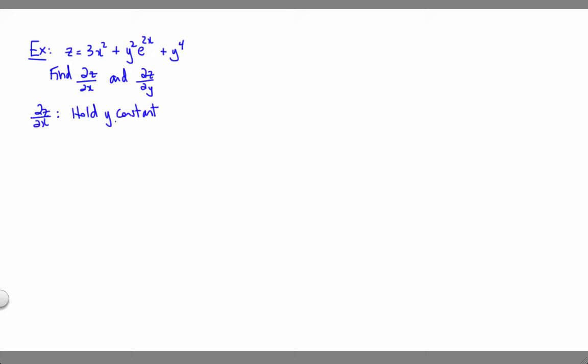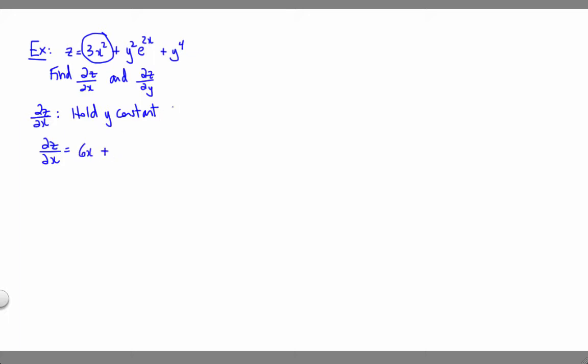We are going to treat y just like any other number, and we're going to go through and calculate the partial derivative. Okay, so here we go, ∂z/∂x. The first term that we run into is a pure x term. There's no y's in it, so this is going to feel just like a regular derivative. The partial derivative with respect to x is going to be 6x.